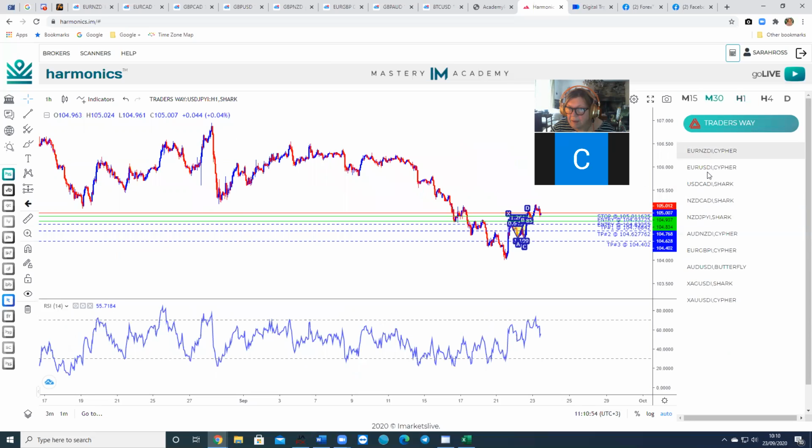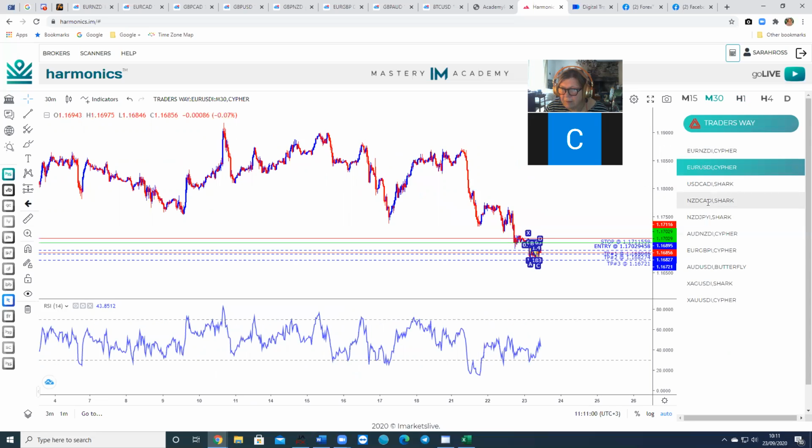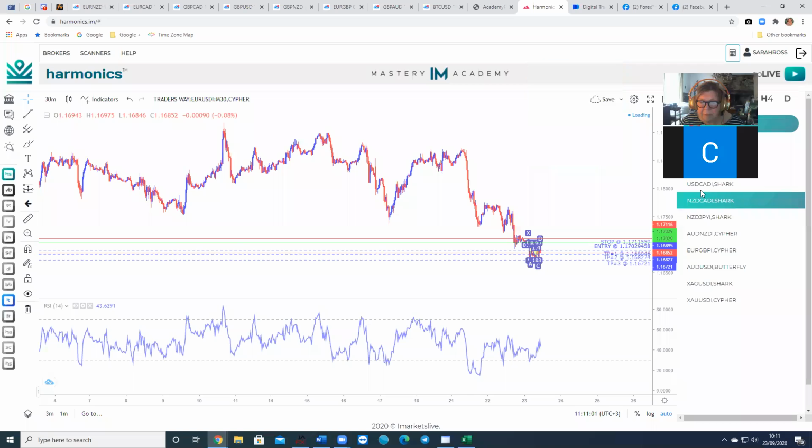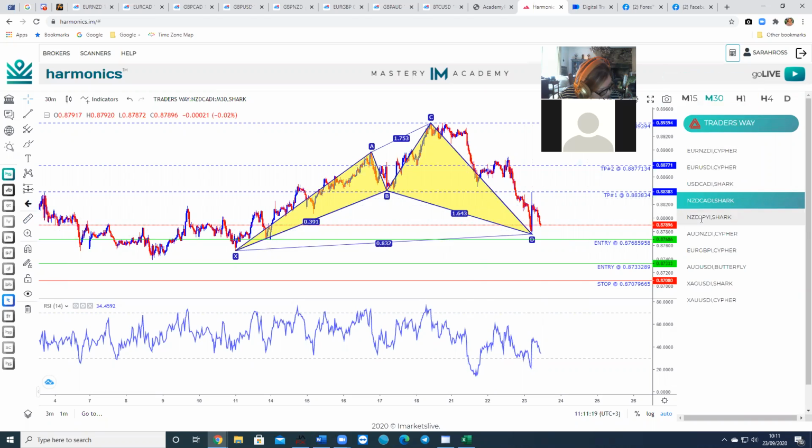Pop down to see if there's a Euro USD on the 30 minutes. That looks too small. NZD CAD. I don't trade this one, so 161 pips. I'll write it down because I might do it and put it in the group. And that has moved off enough. I'll just make a note that's on the M30.